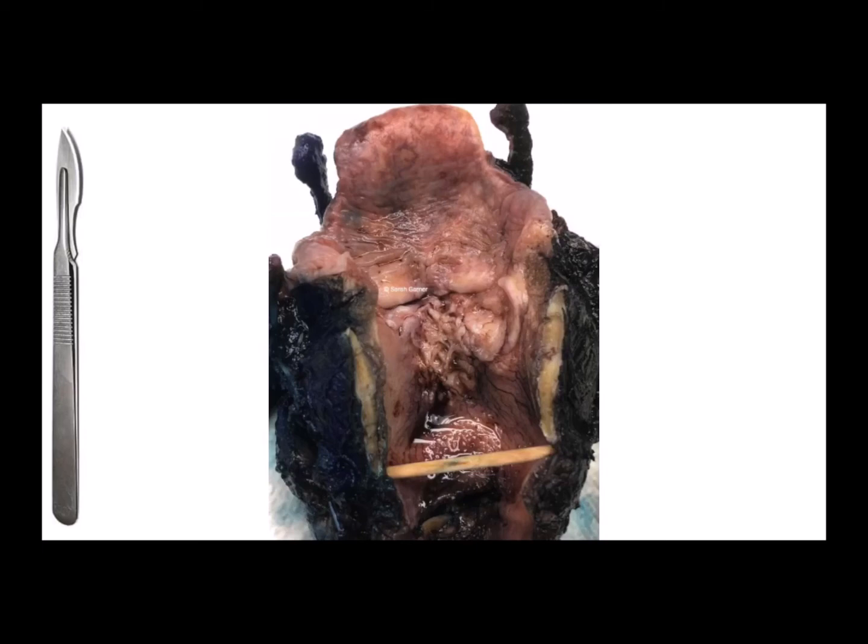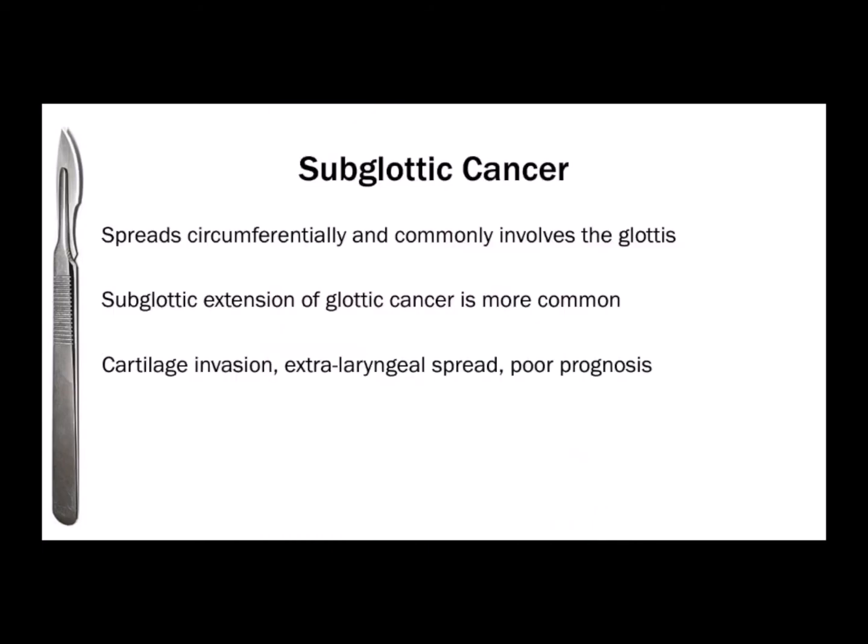So if it extends into the subglottis, that's when you're typically going to be more likely to have cartilage invasion and extralaryngeal spread. And so typically a subglottic tumor is going to have, in general, a worse prognosis than the other subtypes.